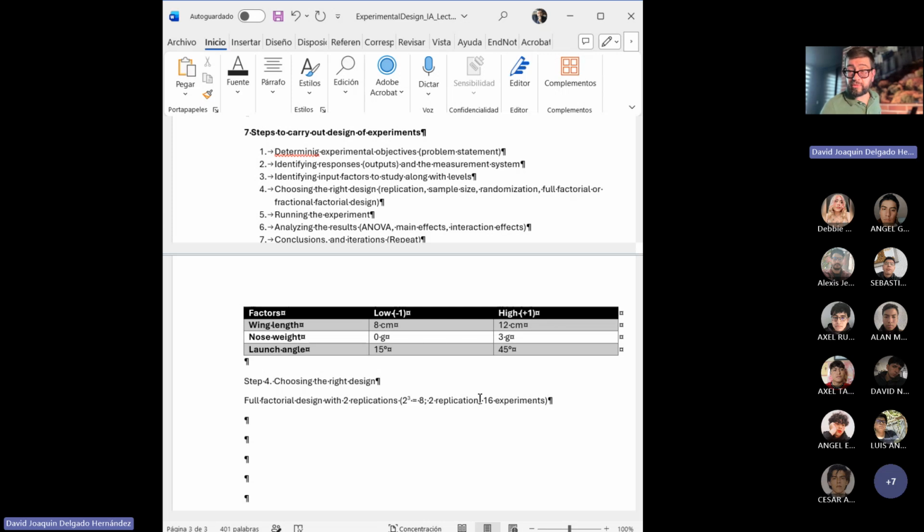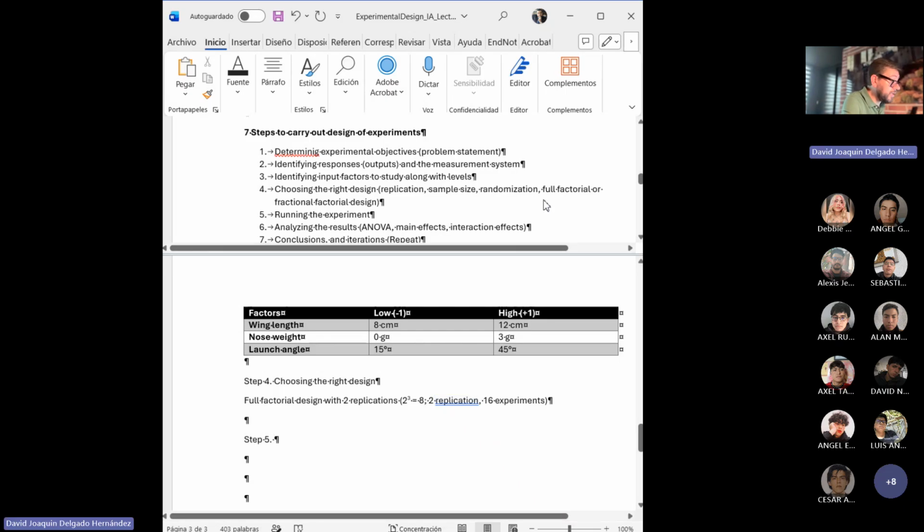Okay, I am going to repeat 2 times the same measurement in order for me to have more data, more information. Okay, the following step number 5, which is up here, running the experiment.